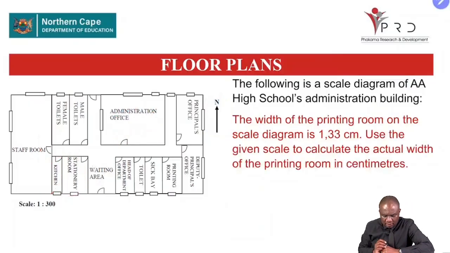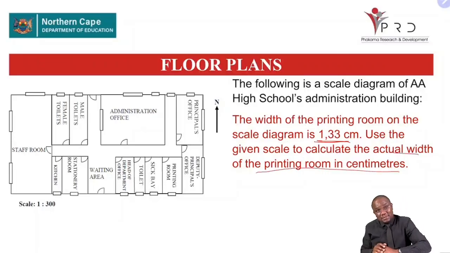Okay. The width of the printing room on the scale diagram is 1,33 centimeters. Use the given scale to calculate the actual width of the printing room in centimeters. Let's try to do this.